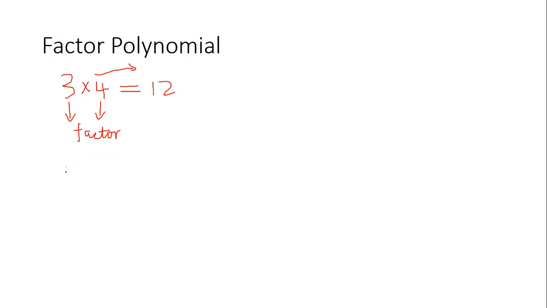But if you want to write 12 in terms of two or more numbers multiplied together, 12 is the same as 3 times 4, and this is called factoring. So factoring a polynomial is the same idea, except now we're going to deal with polynomials instead of numbers.